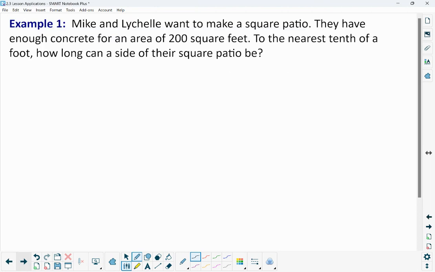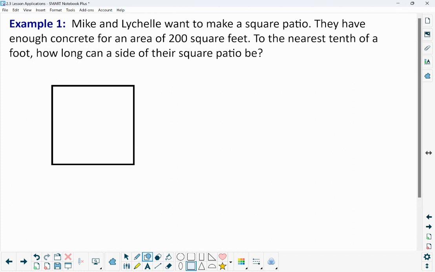So our first example, Mike and Lachelle want to make a square patio. They have enough concrete for an area of 200 square feet. To the nearest tenth of a foot, how long can a side of their square patio be? So our shape in this problem is a square.